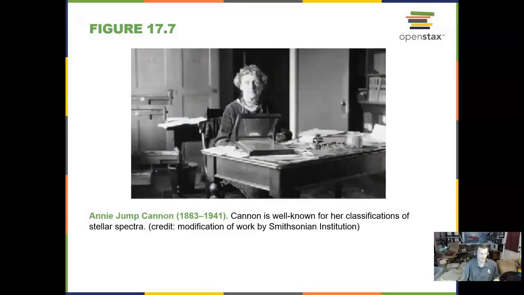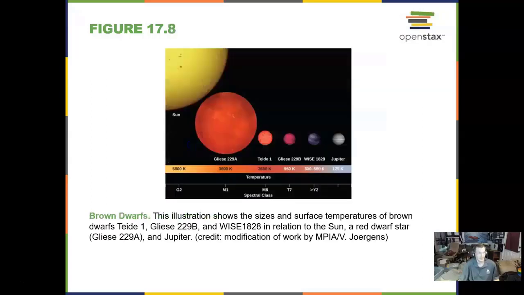Annie Jump Cannon was very well known for her classifications of stellar spectra. Many of the advances made in astronomy around 1900 were from many well-equipped women. Brown dwarfs are not quite stars. They don't have enough pressure and heat to kick on thermonuclear fusion. So it's kind of a failed star, brown dwarf. To be a star, you have to have 8% the mass of the sun or so.